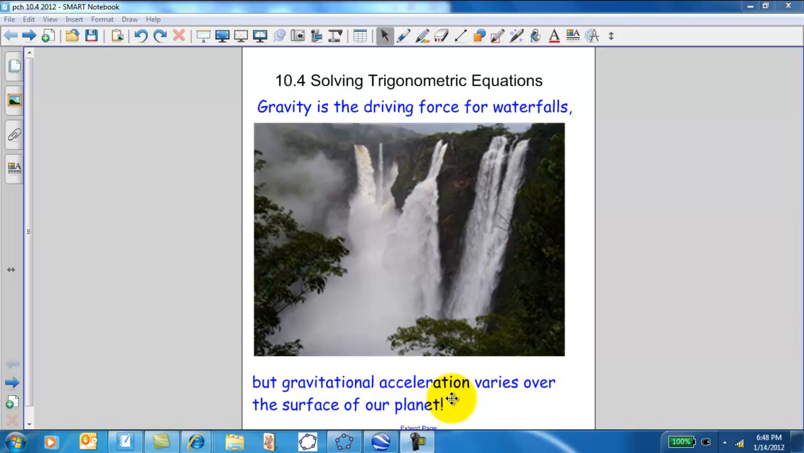Hello, pre-calc honors students. Here we are with 10.4, our last section in this Chapter 10, solving trigonometric equations. These are going to be much trickier than the ones we had before. But first, a little example problem.